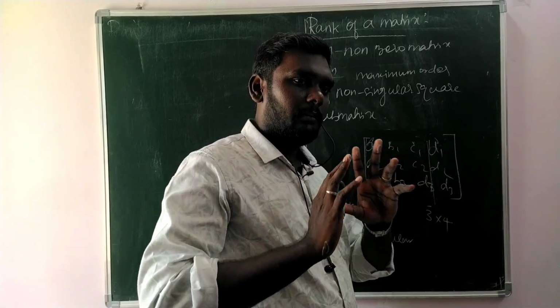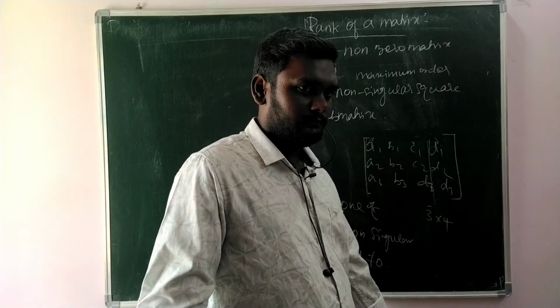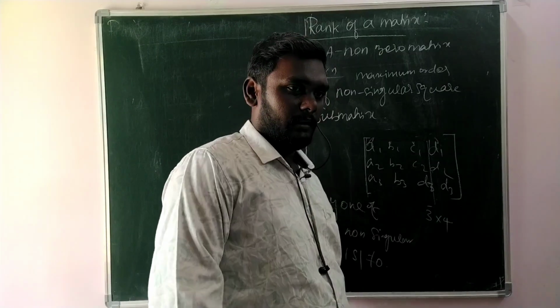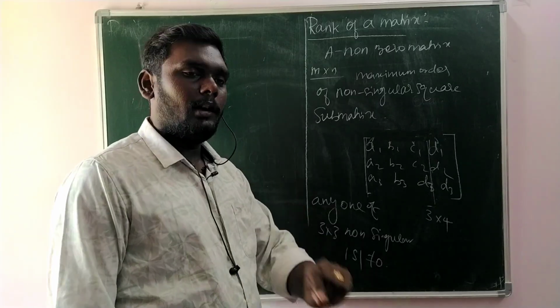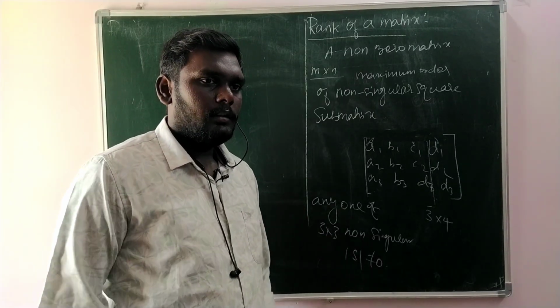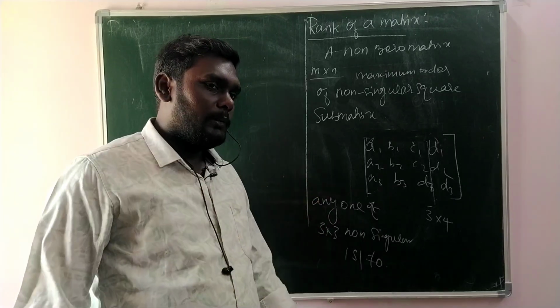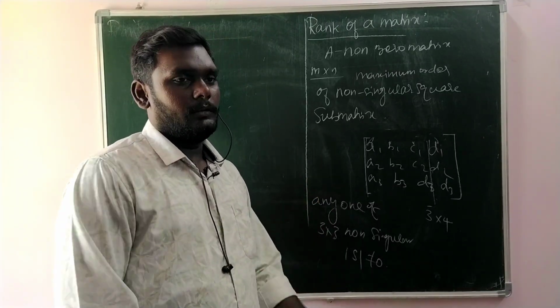Suppose the determinant is 0 for all the 3 by 3 submatrices, then we go for 2 by 2 matrices. If you find at least one 2 by 2 matrix is non-singular, the rank is 2. Suppose all the 2 by 2 determinants are 0, then the rank is not 2, it is 1.